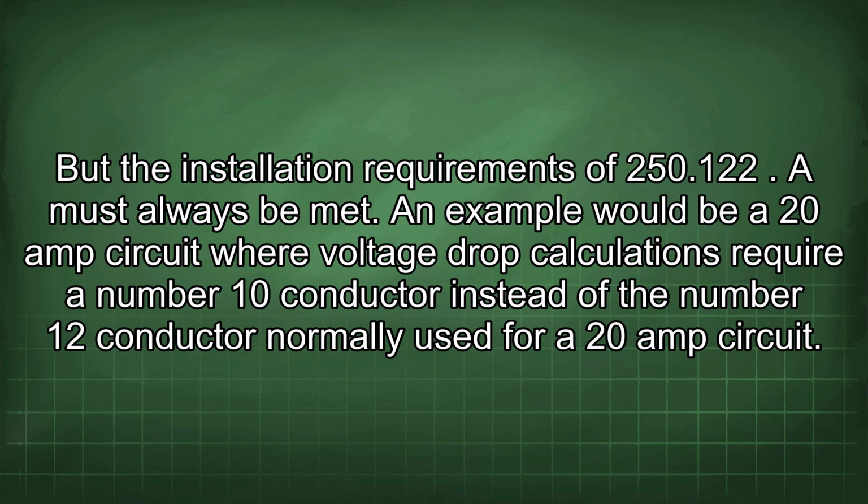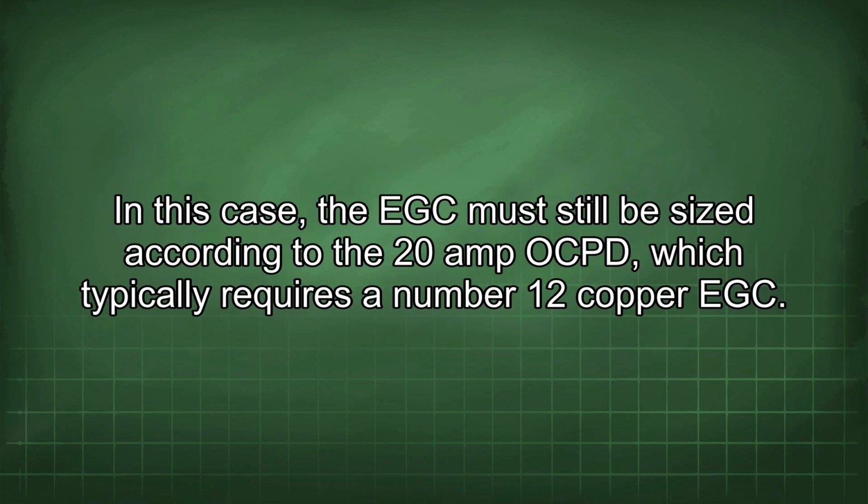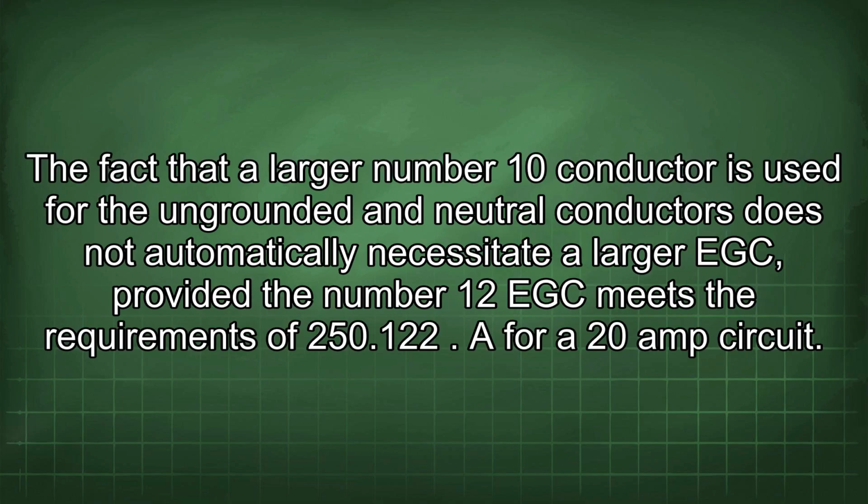An example would be a 20 amp circuit where voltage drop calculations require a number 10 conductor instead of the number 12 conductor normally used for a 20 amp circuit. In this case, the EGC must still be sized according to the 20 amp OCT, which typically requires a number 12 copper EGC. The fact that a larger number 10 conductor is used for the ungrounded and neutral conductors does not automatically necessitate a larger EGC, provided the number 12 EGC meets the requirements of 250.122 for a 20 amp circuit.